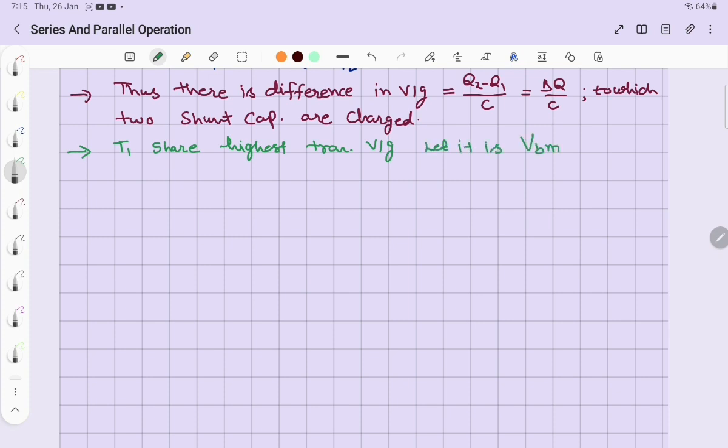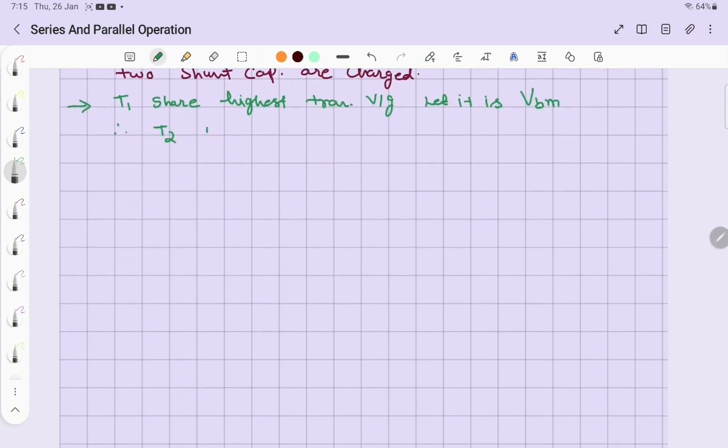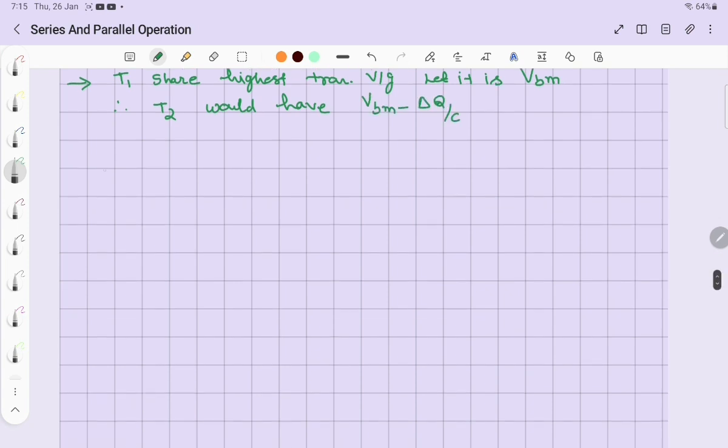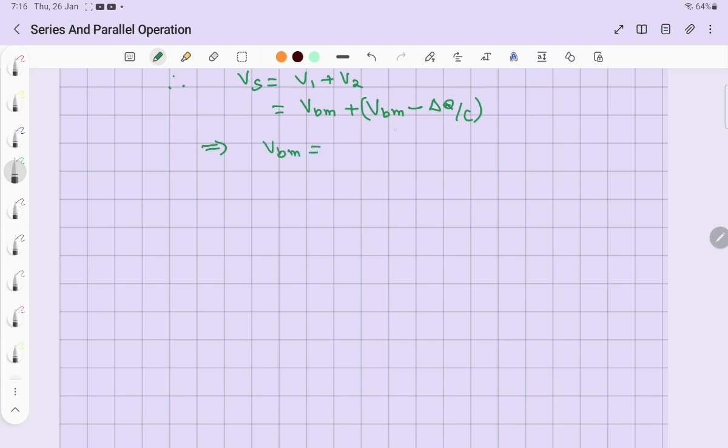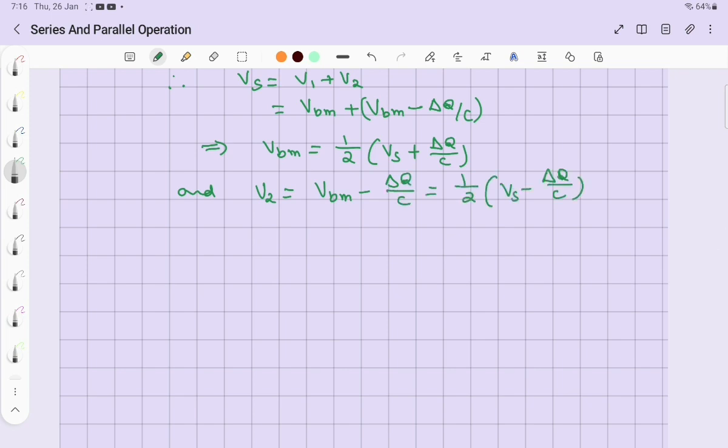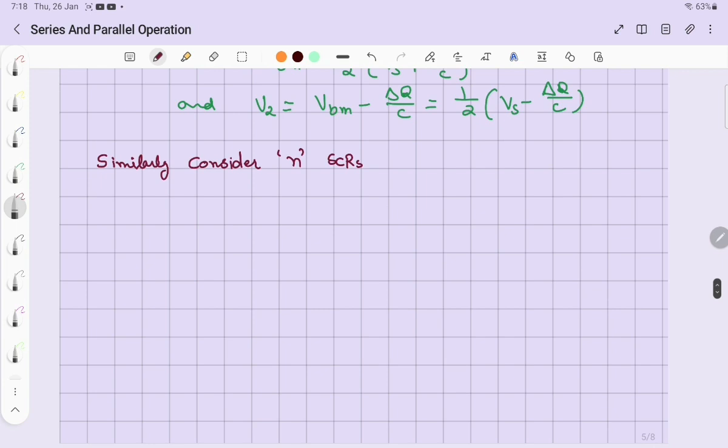Now T1 shares the highest transient voltage, let us say it is VBM. Therefore T2 would have VBM minus delta Q by C, where delta Q is the charge accumulation difference between these two capacitors, right? So string efficiency is V1 plus V2, which is equal to VBM plus VBM minus delta Q by C. On the basis of this, we can calculate voltage V2 is equal to half Vs minus delta Q by C.